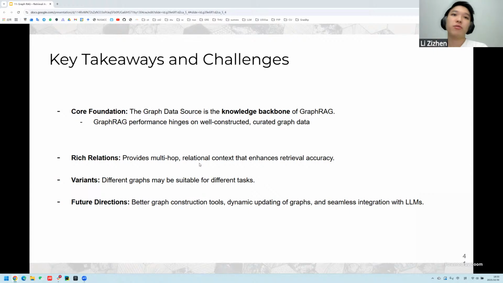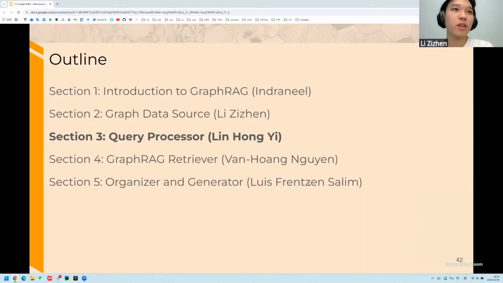And the future directions include better graph construction tools and dynamic update of the graph and so on. And I think I will pass to Hongyi for the next part. Okay, let's thank him for his part of the presentation.